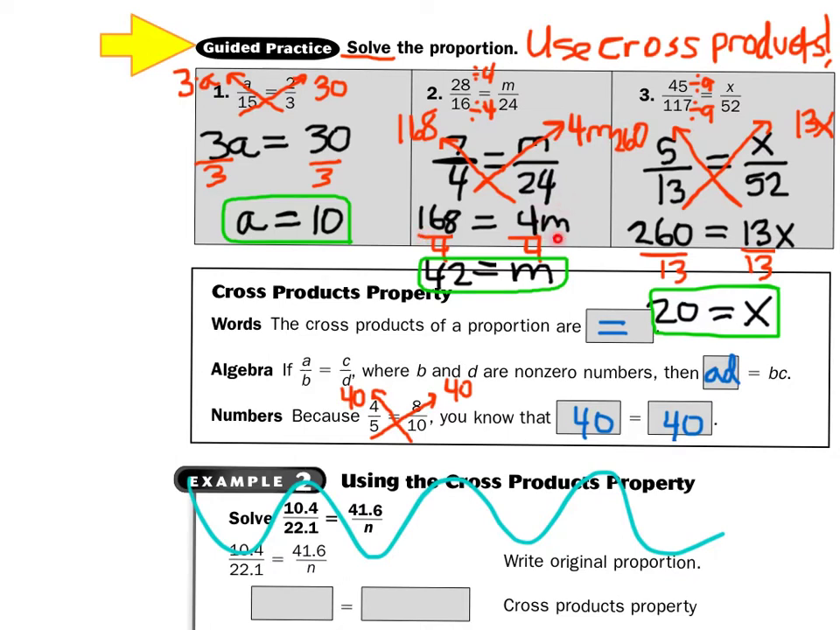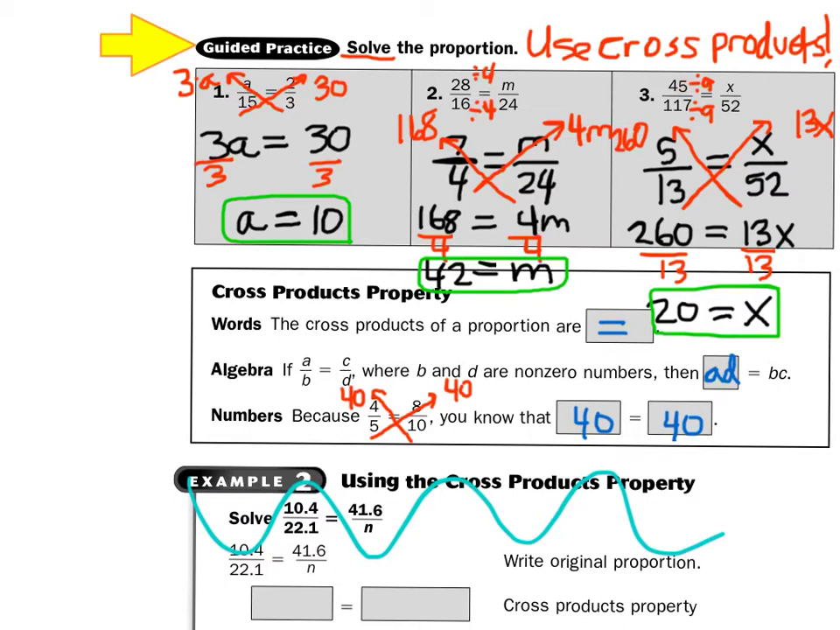Now remember, circle the variable, bring the wall down. Look at what's touching the circle. I see a multiplying by 4 touching the circle, so I have to divide by 4 on both sides of the wall. So 168 divided by 4 gives me 42. Bring down the equal sign, and then strike out the 4's and let the M come down. So M equals 42. Take a look at number 3. 45 over 117 equals X over 52. Well, remember the trick.